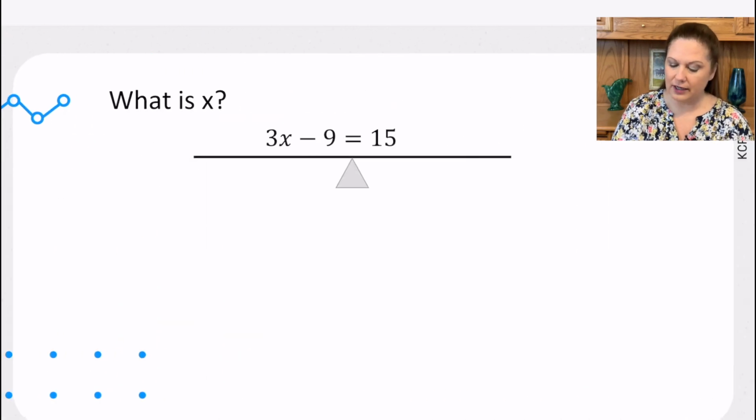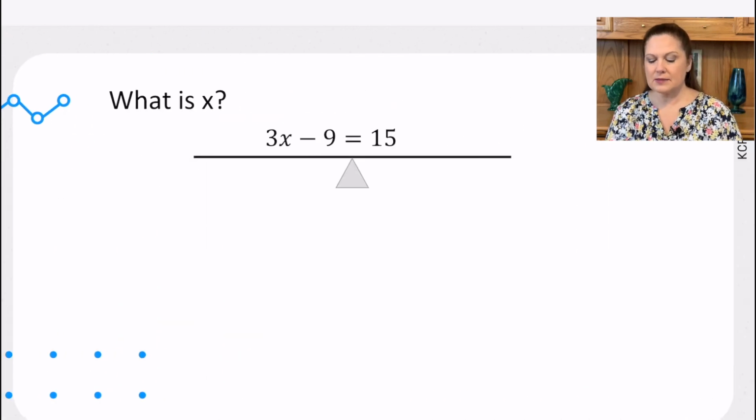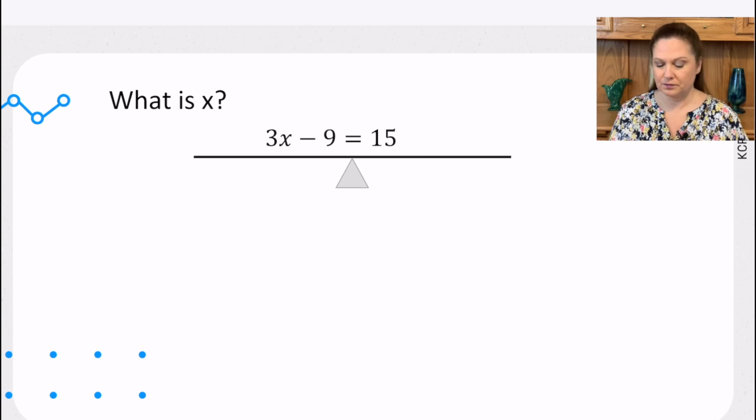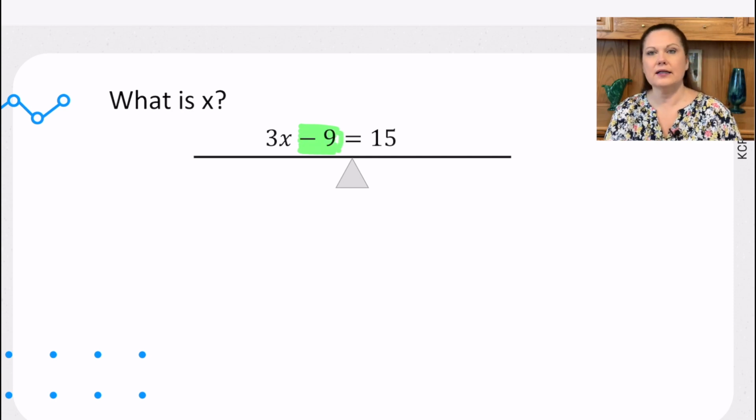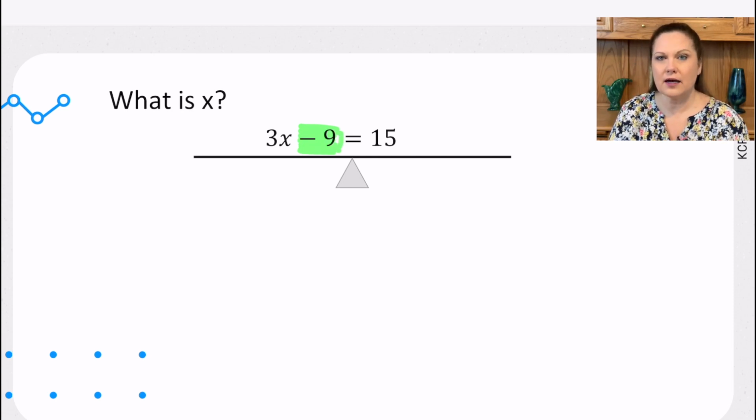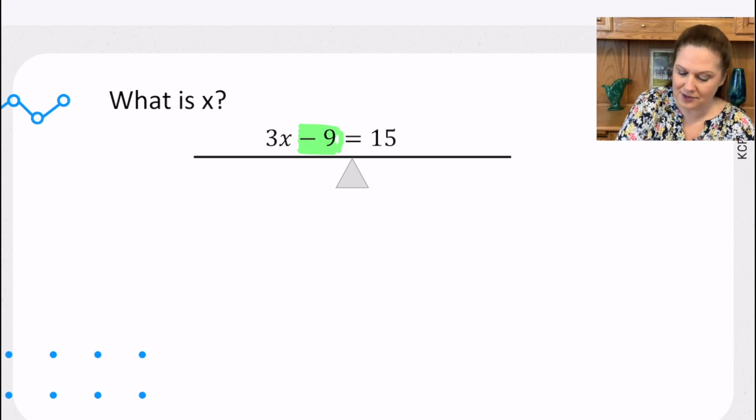So let's take a look. If we have 3x minus 9 equals 15. Remember, in our order of operations, the last thing we're going to do is addition or subtraction. So that's the first we're going to undo. So notice, and I'll put this in highlighter, we're subtracting 9. What's the opposite of subtracting 9? Yes, it's going to be adding 9. So we're going to add 9 to both sides.